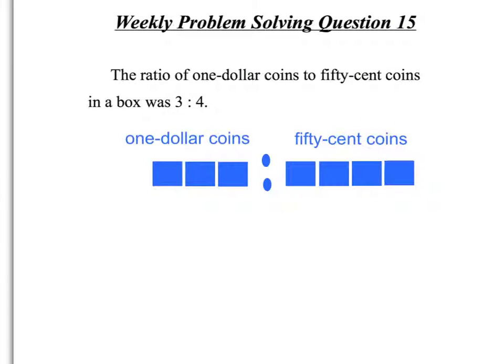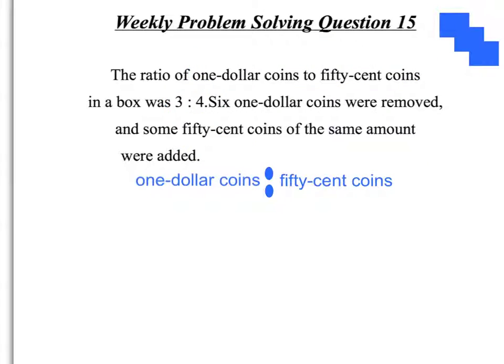So here's the picture. The ratio of $1 coins, which is listed right here, to 50-cent coins, that's our verbal model, in a box was, here's my 3 units to 4 units. So I just transformed the words into symbols, $1 coins to 50-cent coins, into words, and 3 to 4 units into a picture.